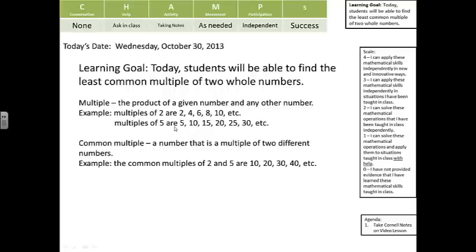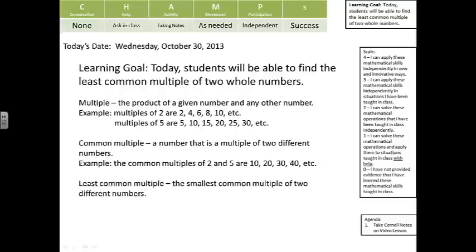We can continue looking and see that the next multiple that they have in common is 20. Okay, 20 is a multiple of 5, and you could also take 20 and divide it by 2, and you get 10. So 2 times 10 is 20, so that makes it a common multiple of both 2 and 5. And if you look, we can continue that series of numbers. 2 and 5 have common multiples of 10, 20, 30, 40, and so on. Again, that list will go on forever.